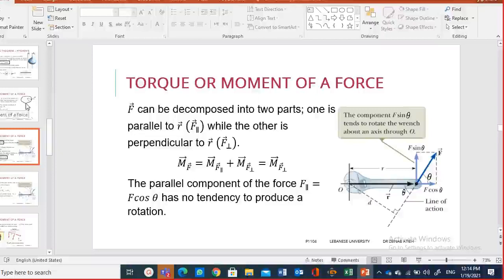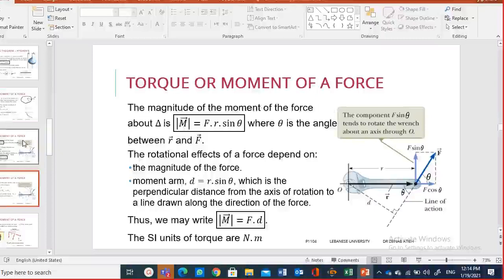Okay, I've explained 12, 13. Okay, this one.